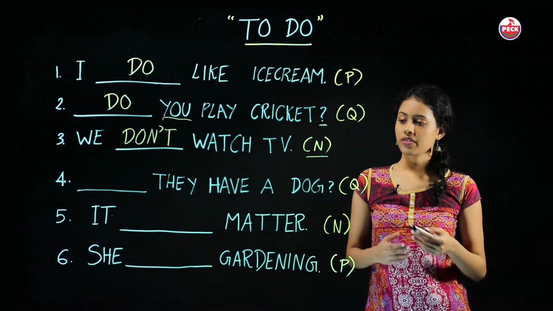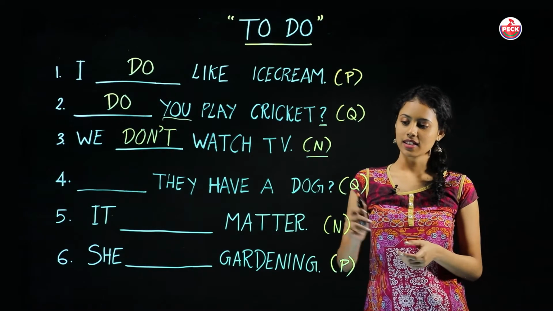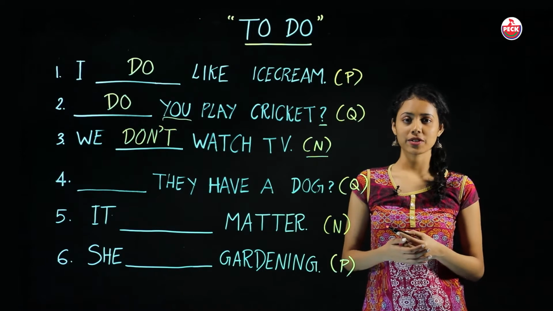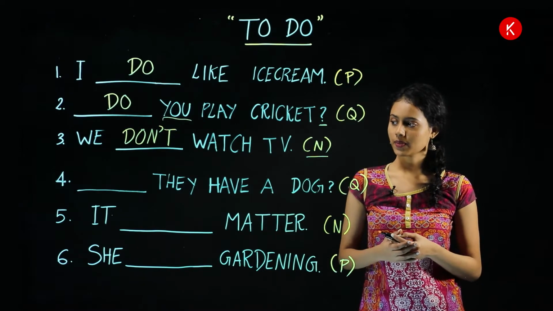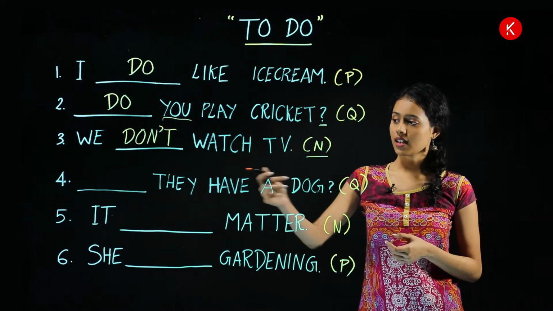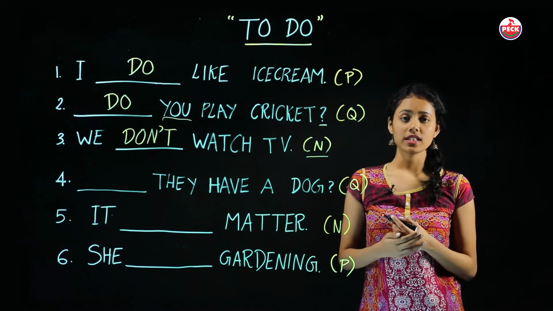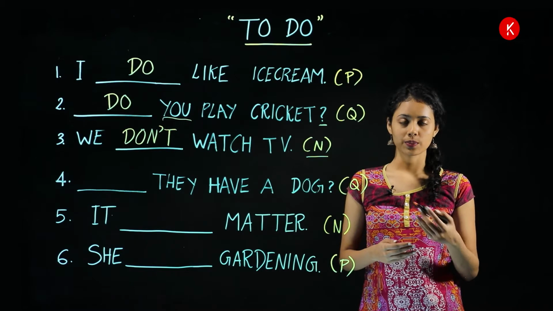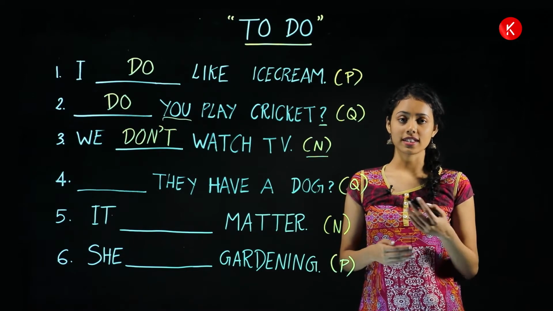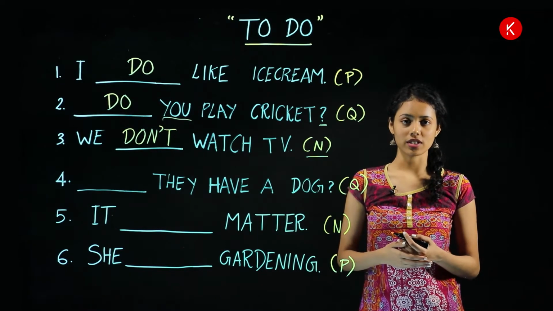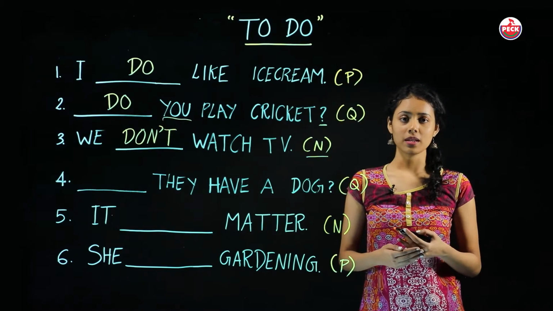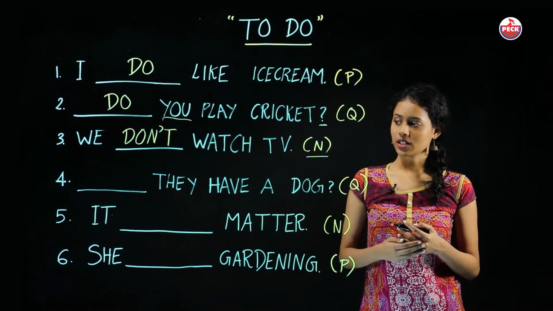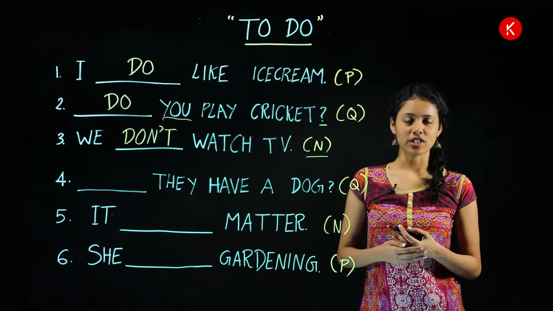Blank they have a dog. Again, there is a question mark. So we have to make the sentence a question. The subject here is they. So what is the form of to do for they? It is they do. Again, we invert the subject and the verb to make it a question. So they do becomes do they. So it would be, do they have a dog?